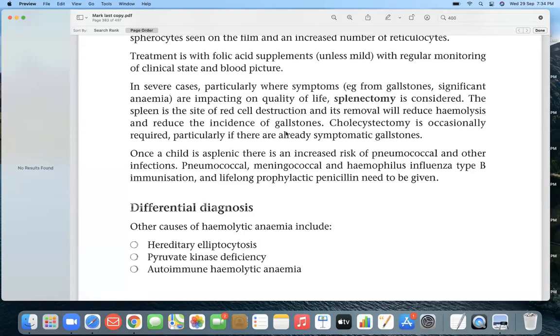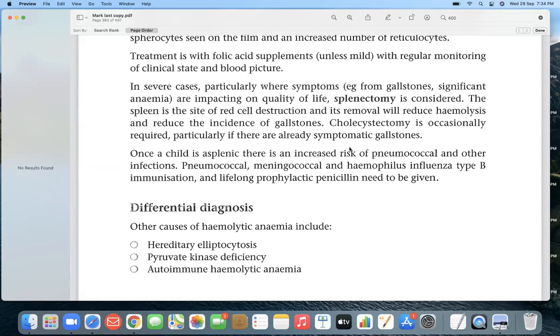There is destruction of red blood cells in the spleen, so its removal will reduce the destruction of red cells. Even though they are spherocytes, their destruction is reduced, and the incidence of gallstones is also reduced. So cholecystectomy is occasionally required, particularly if there are already symptomatic gallstones.